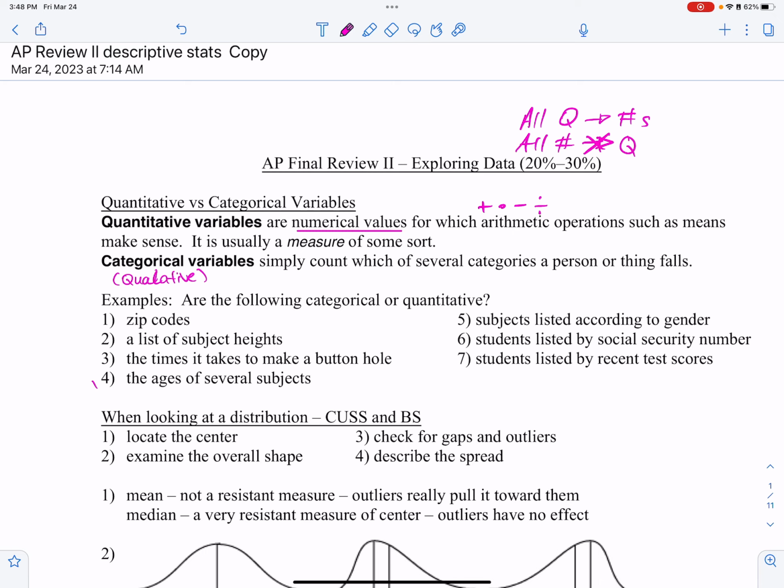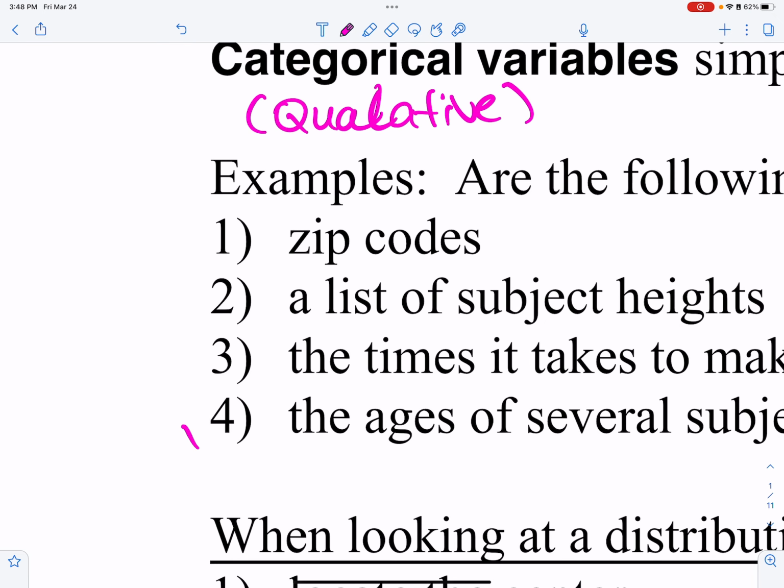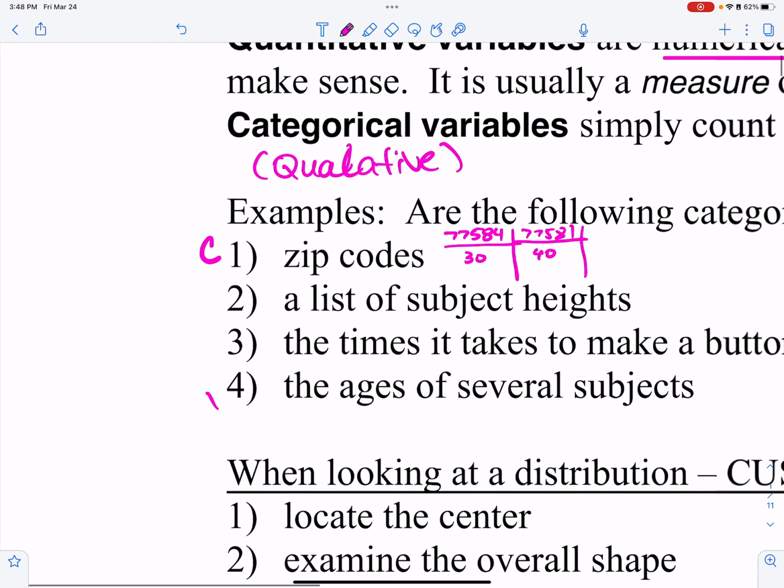So for instance, zip codes. Zip codes would be categorical because it would not make sense to average zip codes. I would put in our zip code 77584, that's the zip code I live in. Maybe there's 30 people in that one. 77581, that's the one Dawson is in. Maybe there's 40 people that live in that one. Those would be categories.